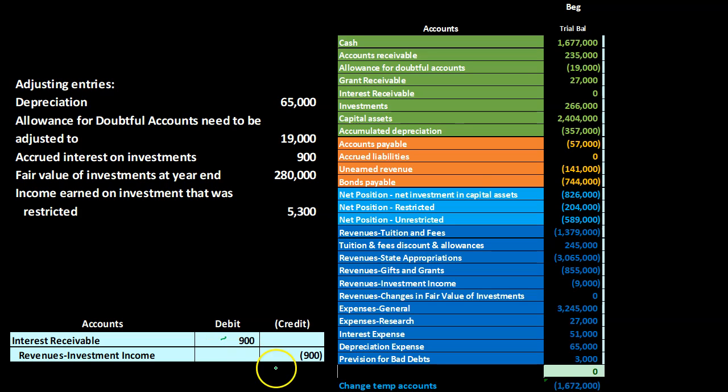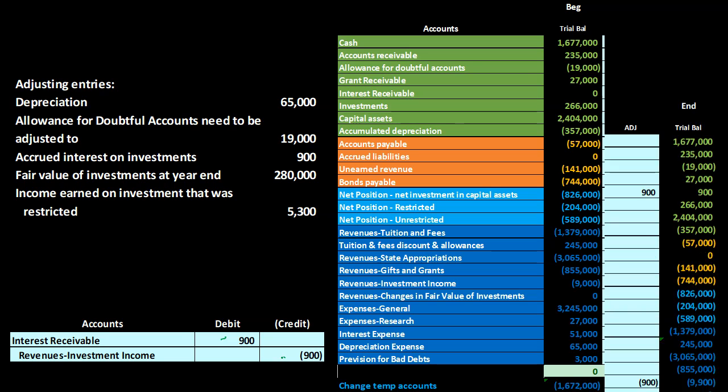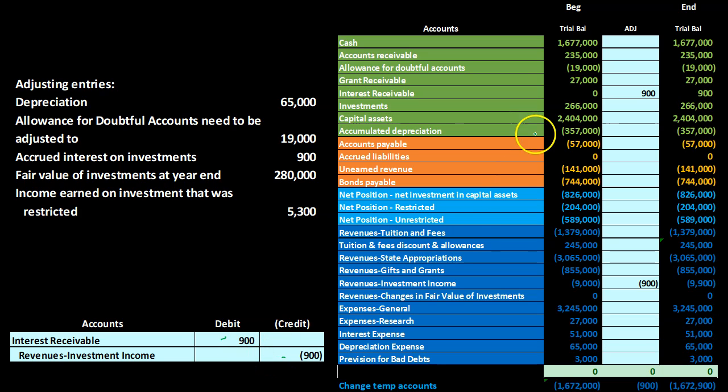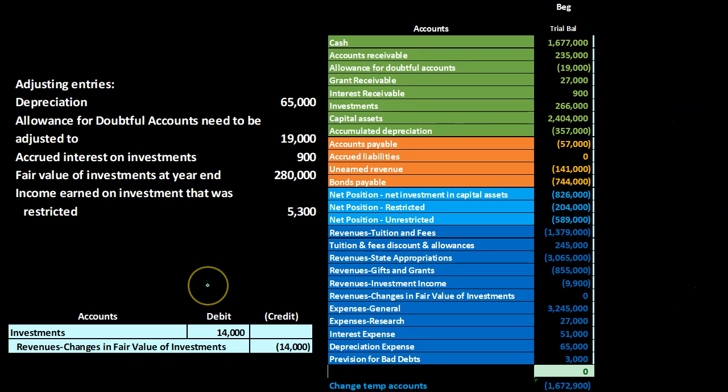And then we have the revenues for the investment income going up in the credit direction. Posting this out, we've got the interest receivable going up in the debit direction. We have the credit for the revenues going up in the credit direction. This, of course, increases what would be similar to the net income number on the bottom line.